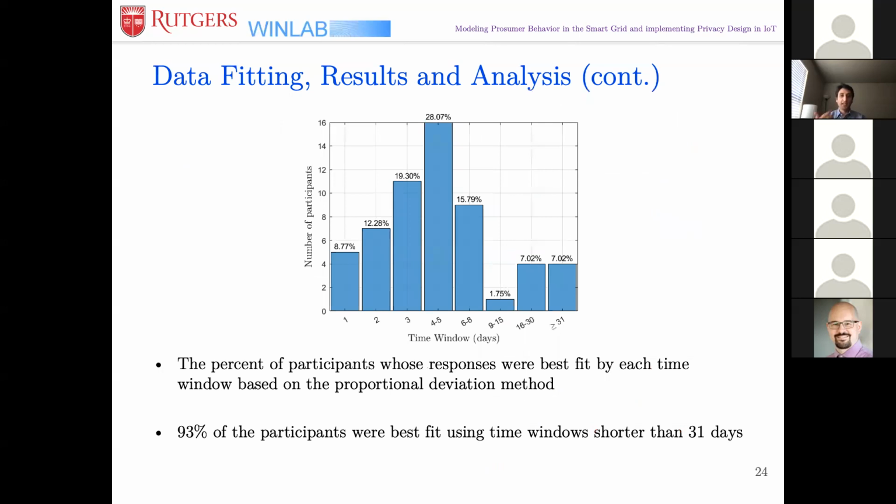This figure shows the histogram distribution over participants for the size of the best fitting time window when we use proportional deviation. In this case, just 7% of the participants were best fit using a time window in the range of EUT, and 93% were best fit using a time window shorter than 30 days in determining whether to sell or hold in a 10-week study.